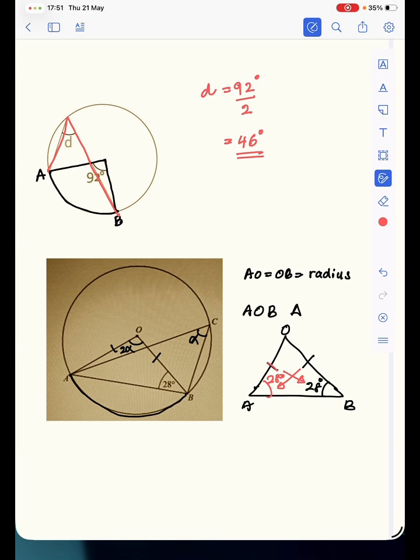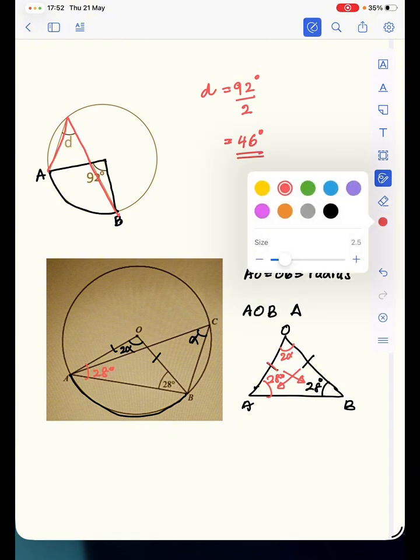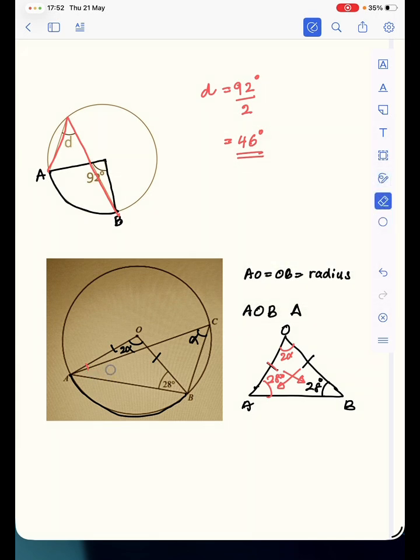Now this is 2 alpha, right? Based on the image. Now we know this one is 28. Let me make it more clear. This is 28. Now it is asking you to find the alpha. Let's see how to get the alpha.